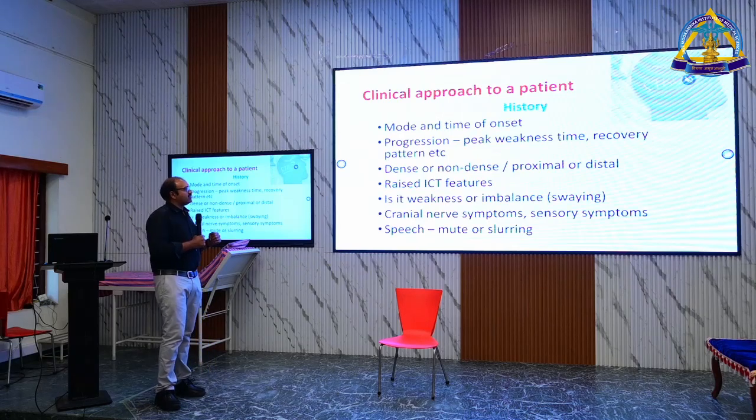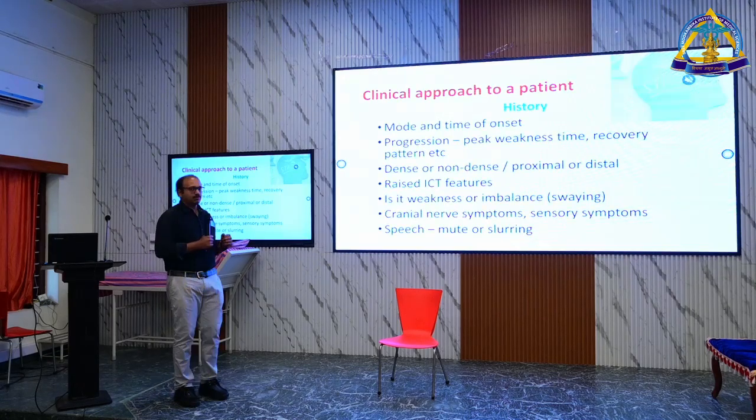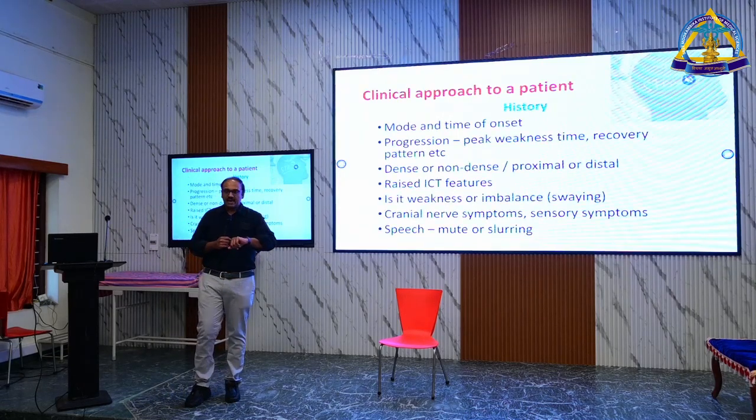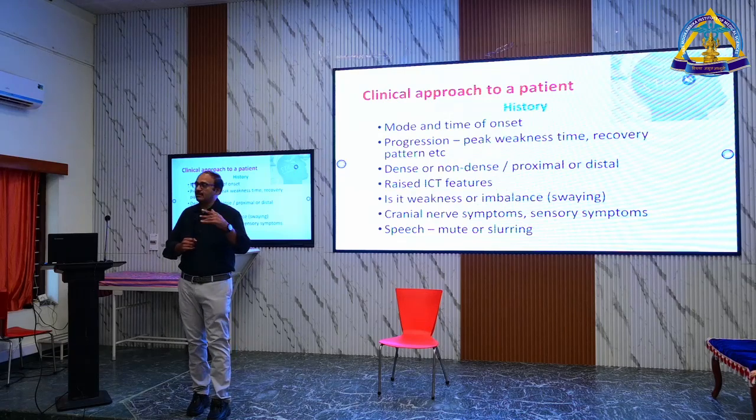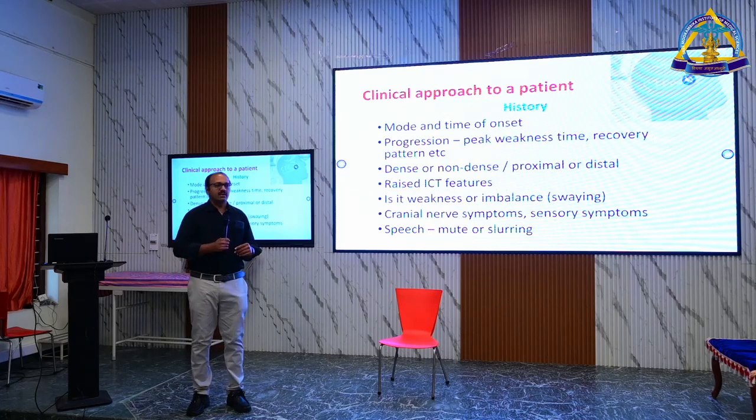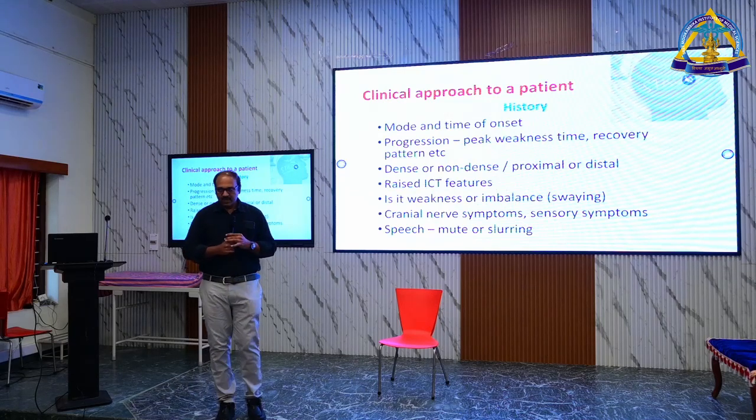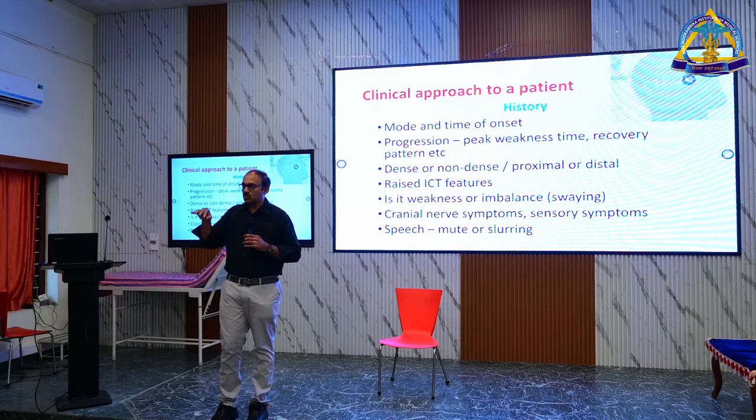Then progression, which is peak weakness. Suppose the weakness occurred at 9 a.m. and it peaked at 10 a.m. Within 1 or 2 hours it peaked. What type of stroke? Usually embolic stroke and hemorrhagic stroke. Whereas in thrombotic stroke, it gradually develops. That's called stroke in evolution.